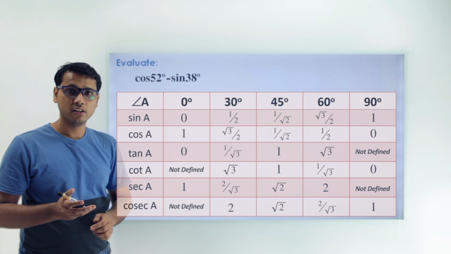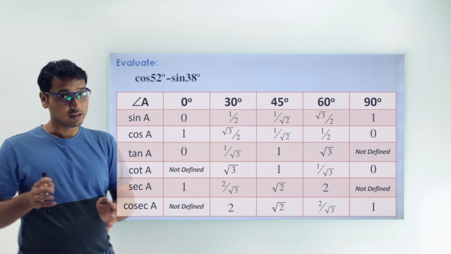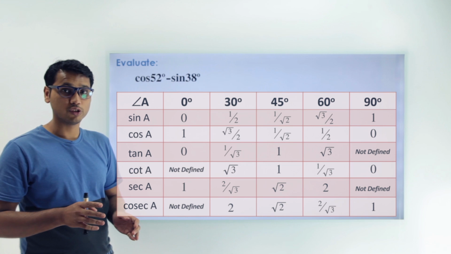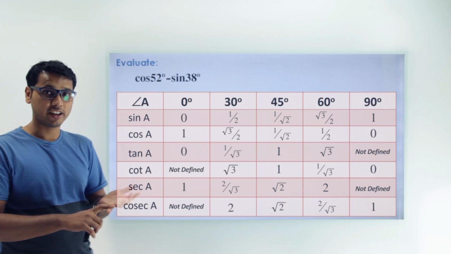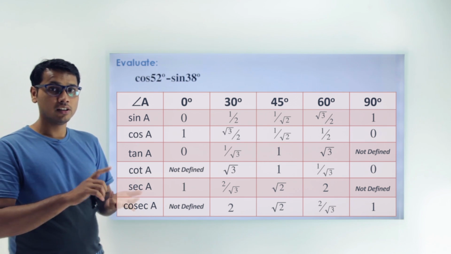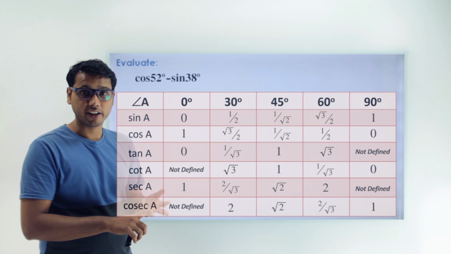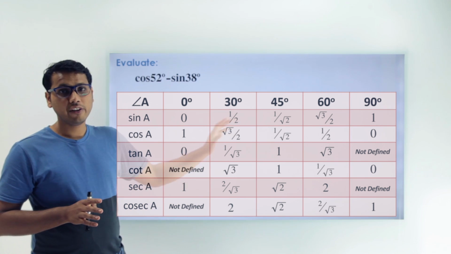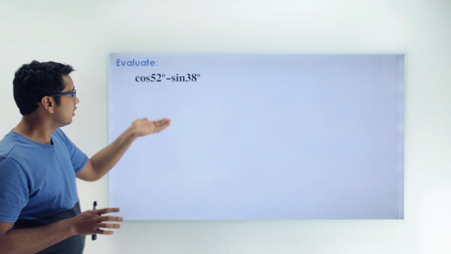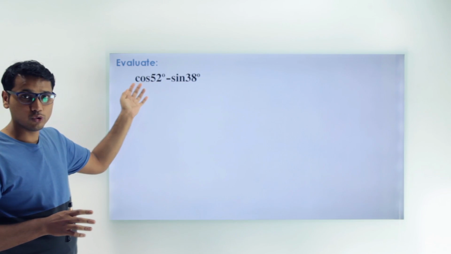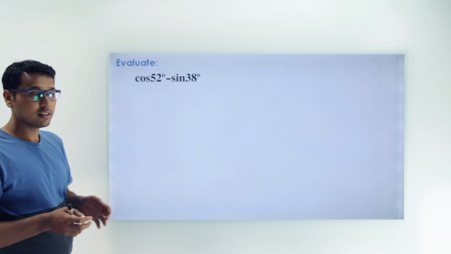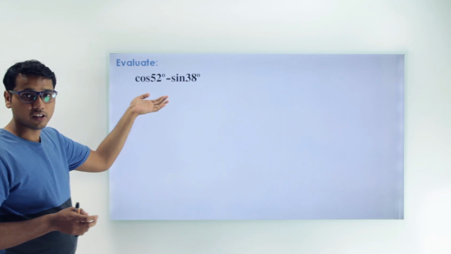No, you can't, because we had learned the trigonometric ratios for only 5 angles. Those were 0 degrees, 30 degrees, 45 degrees, 60 degrees and 90 degrees. So we can't find the values of these two and then solve. We can't do that. But we have to solve these.